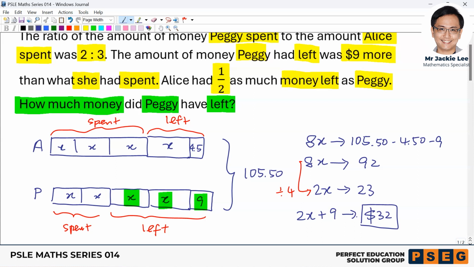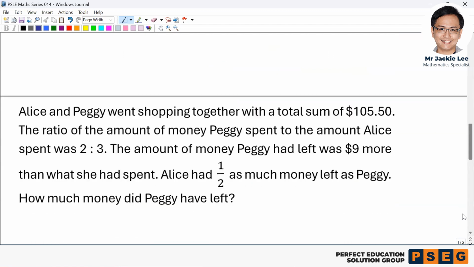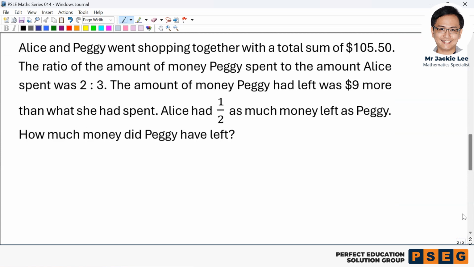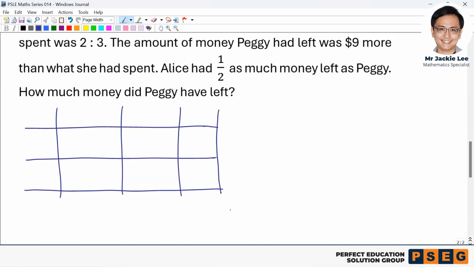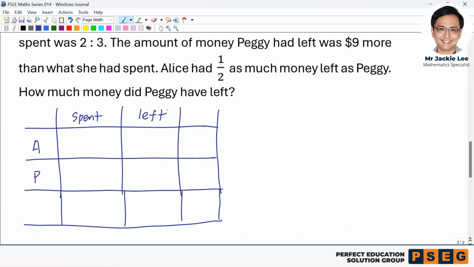Now, if you find this method difficult or not suitable for you, perhaps I can offer one more approach, which is to go by algebra. So let's restart everything. Here, perhaps we can draw a table to make it easy to visualize. So we draw a quick table like this. Downstairs we need one more row. So again, Alice and Peggy, then the spending and the amount of money left behind. Remember that earlier we have the Peggy to Alice spending ratio of 2 to 3. So technically we call this 2x, this 3x.